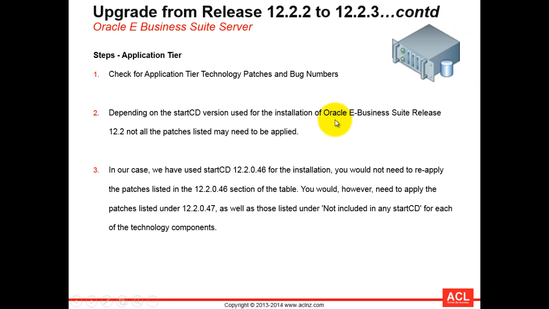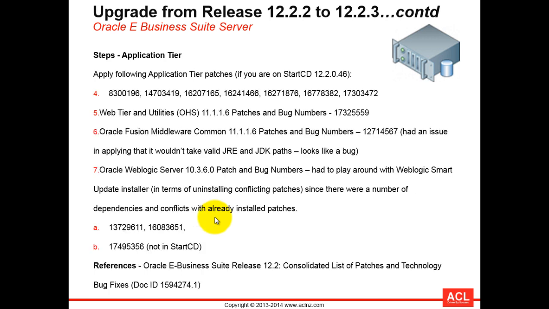Now the next step is to upgrade your application tier to the same Start CD version of 12.2.0.47, which includes a number of patches on your application tier itself, a number of patches on your web tier, then a number of patches on WebLogic and Fusion Middleware. Alright, so all of them I have listed down over here. Again, the list of these patches is very precisely given in this particular document ID, 1594274.1, so you should consider referring to that.